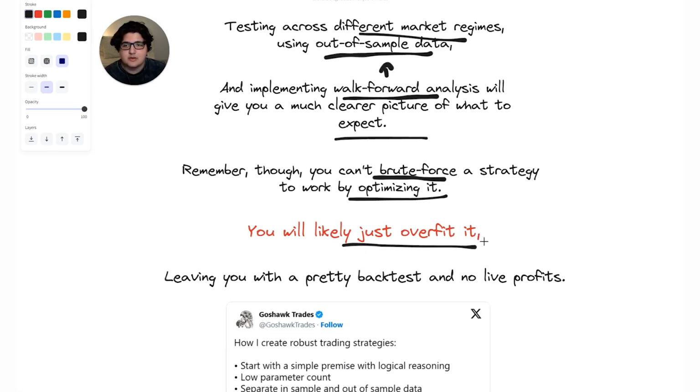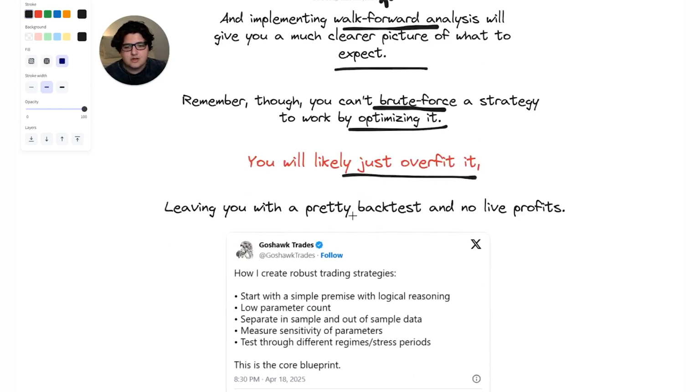Now, overfitting is primarily when you're just heavily optimizing a strategy over historical data, making the backtest look amazing, but ultimately you've just fitted to noise on that particular historical data, kind of brute forcing it to look good in a sense, leaving you with a very pretty backtest and no live profits.